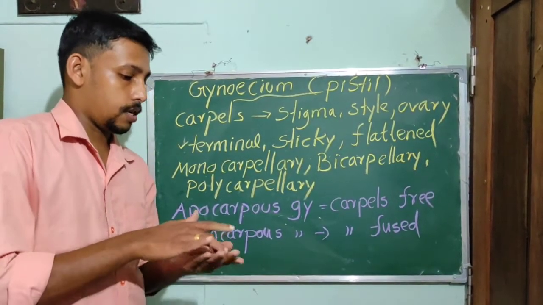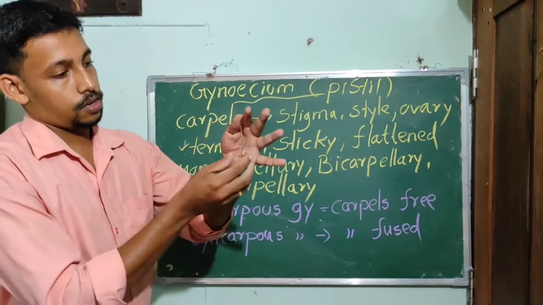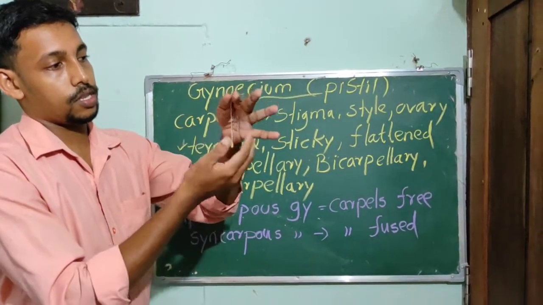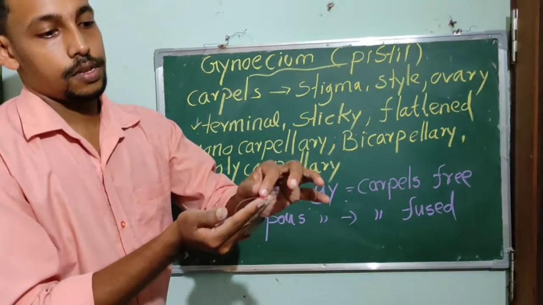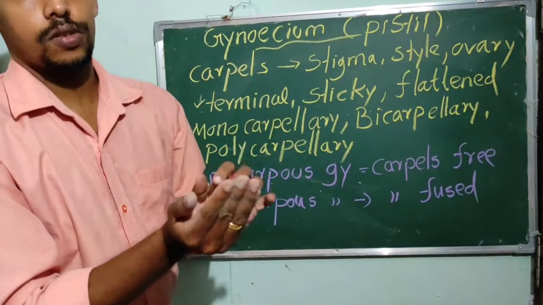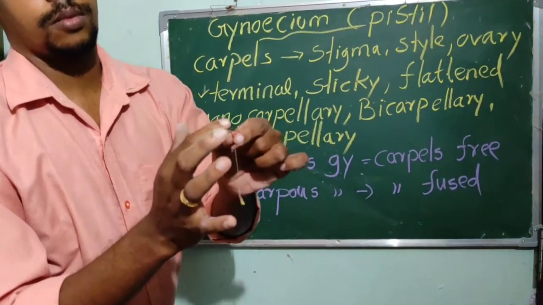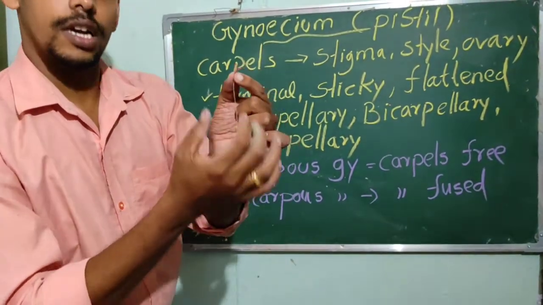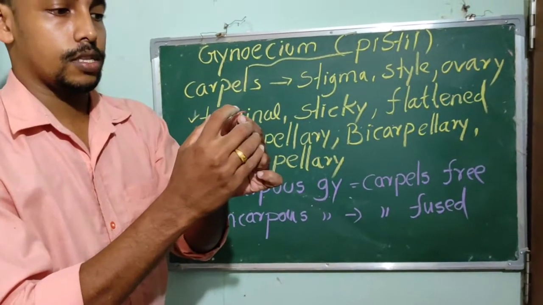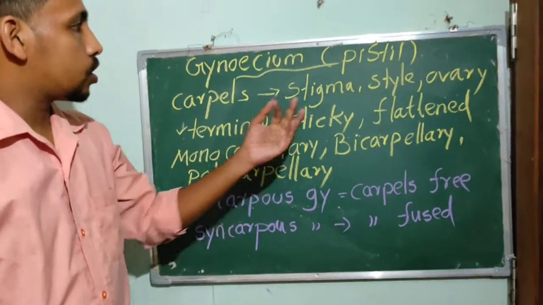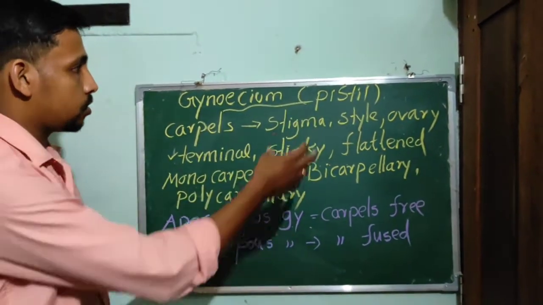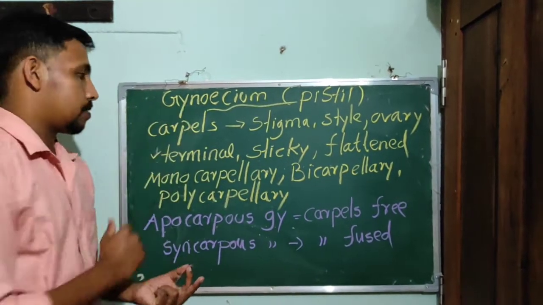Here you can see this is the ovary, here it is the style, and here this is the stigma. You can see there are 5 stigmas here, all in a fused condition. So there is stigma, style and ovary. All these constitute a carpel.